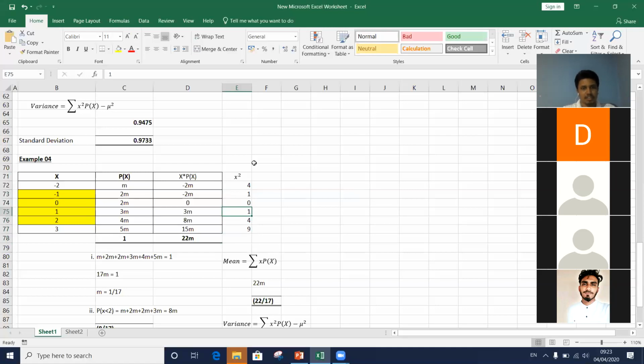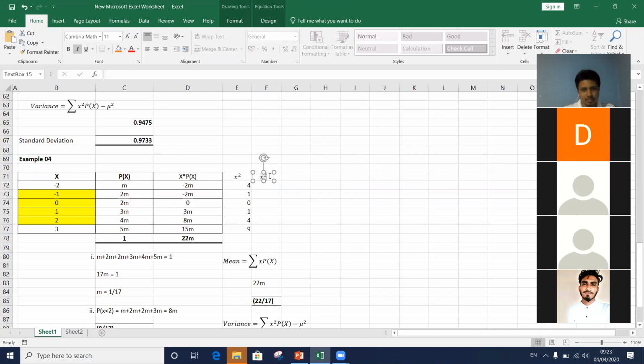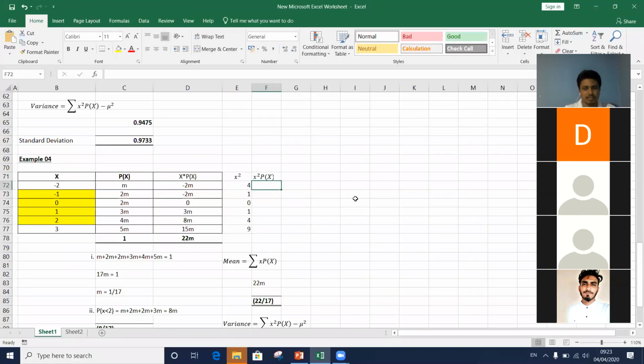X squared, then we need to multiply with what? Probabilities of x. X squared into px. X squared, we need to multiply by probabilities of x, right? X squared into px. X squared into probabilities of x, right?